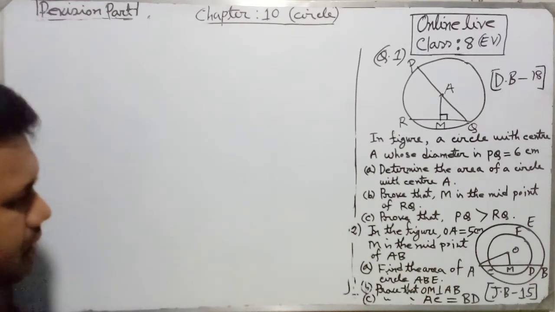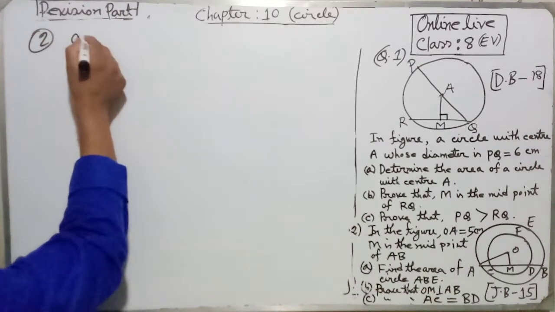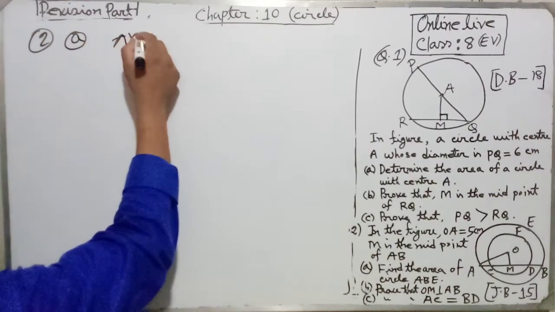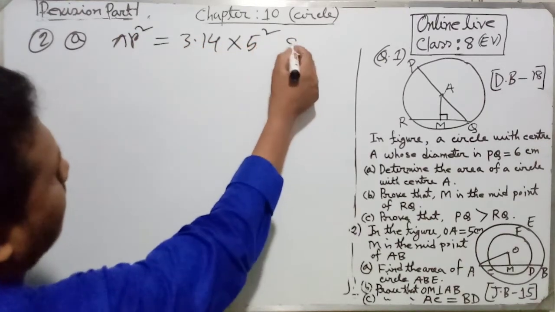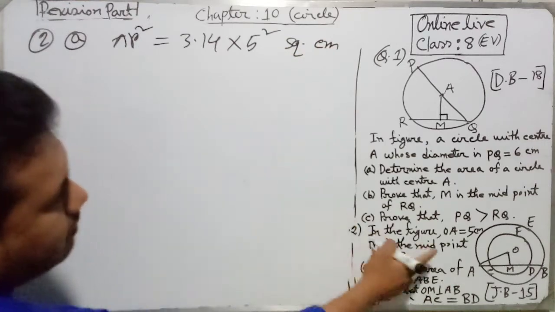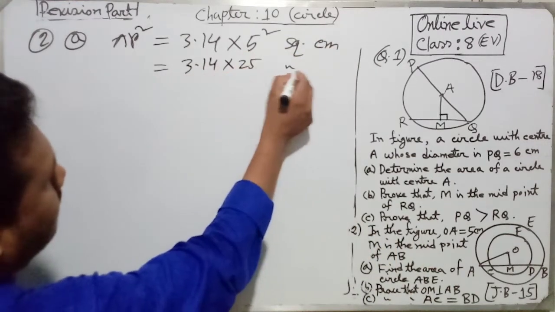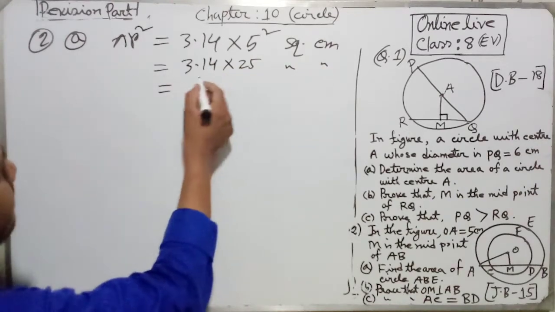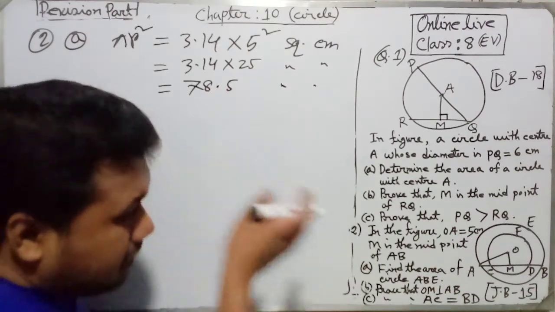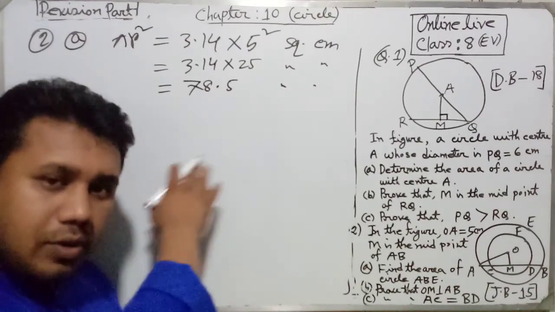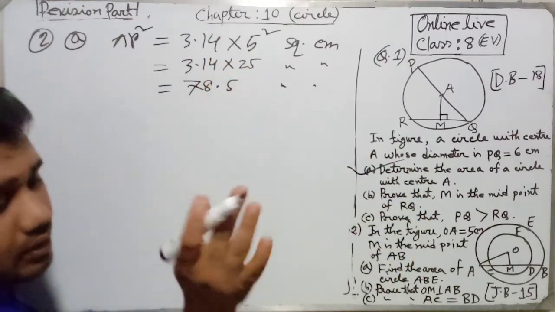So dear students, 2a, so it will be pi r square. So 3.14 into r square, that means 5 square centimeter, 5 centimeters. So if we multiply 3.14 into 25 square centimeter, that means 78.5 square centimeters. So this is our answer A. You have to write the details. You know how to write. Already I have written. It's just for you.